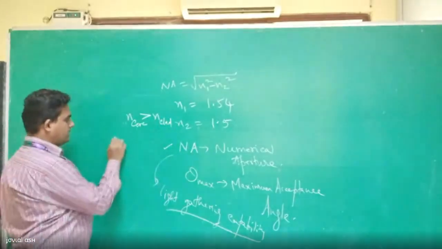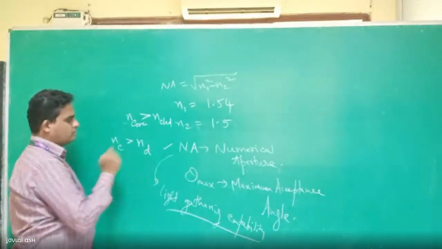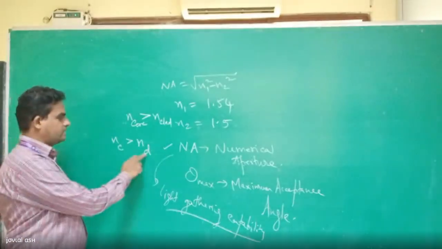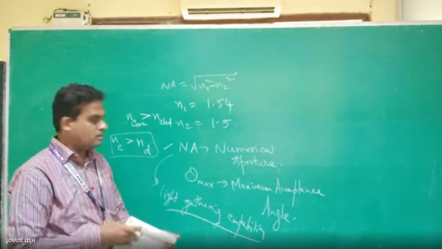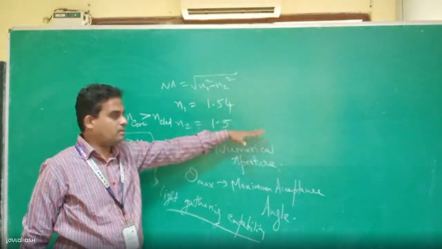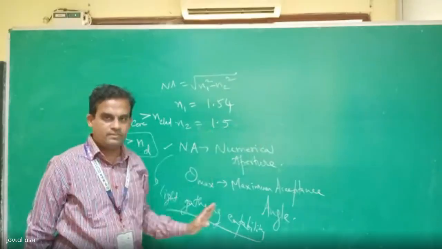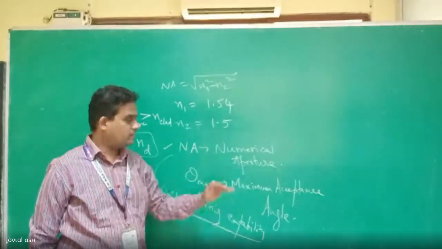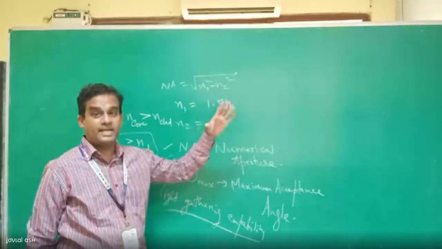Or you can say the core index will be greater than the clad index. The clad index will be lesser compared to the core index. Then only reflection takes place, because when the outer medium has a lesser index, the inner medium can propagate light. Otherwise, light will scatter. That should not happen.